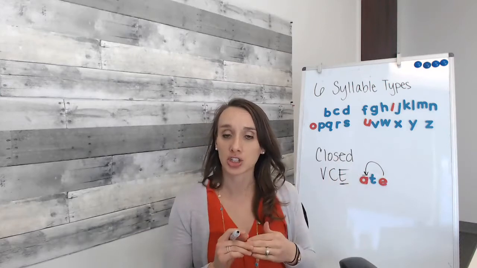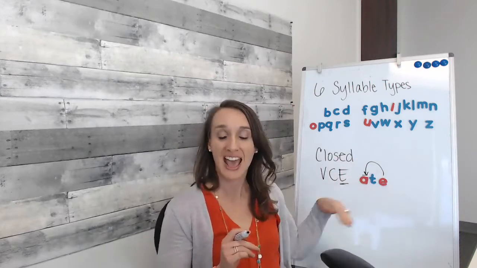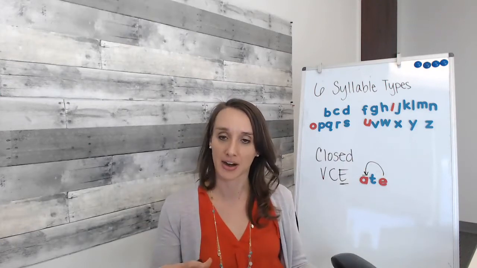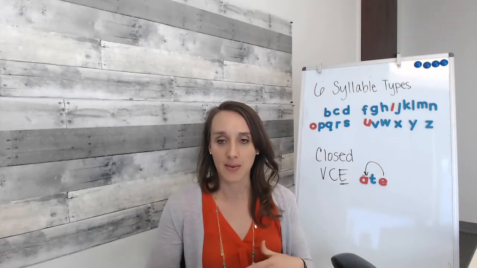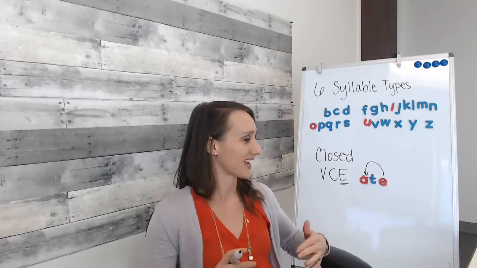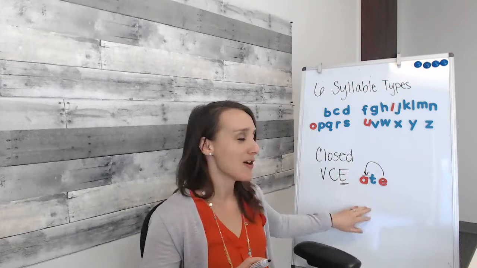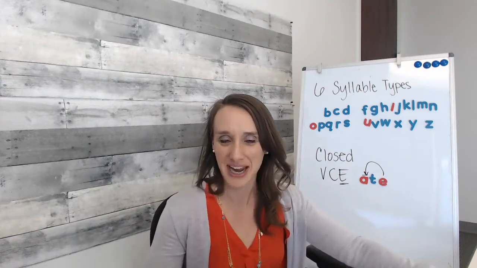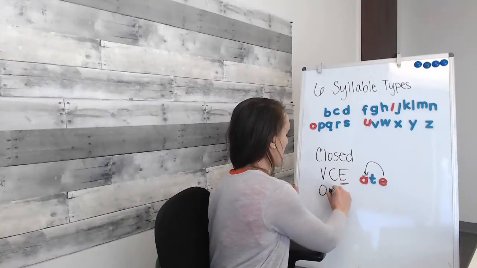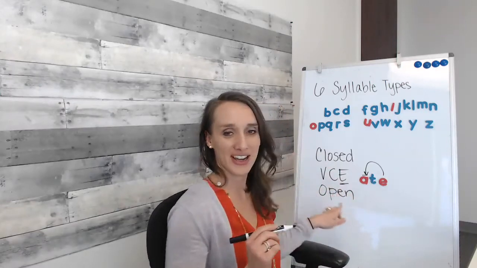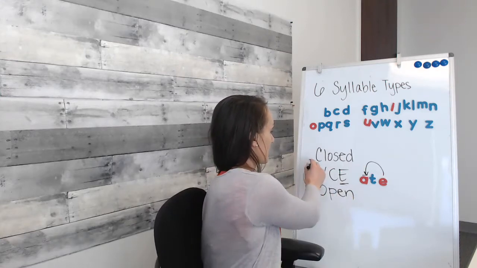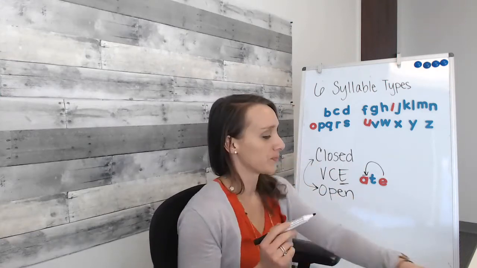Again, we're going to start by showing students, having students find or recognize words that follow the vowel consonant E pattern. Then we're going to have them read them, create them, and then spell them. That's, again, going to be the progression that we follow for every single syllable type. Then the next one that we teach is open. The great thing about this is that it's just the opposite of closed. So we've got closed and open.